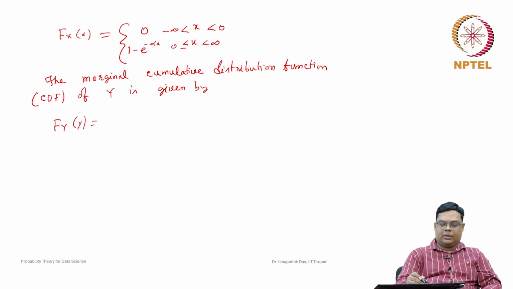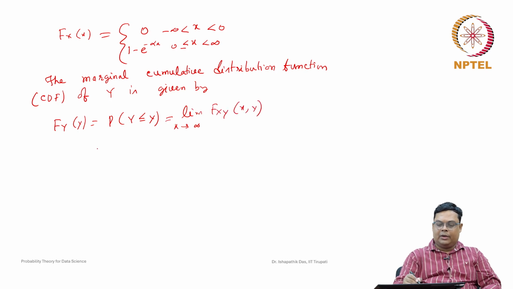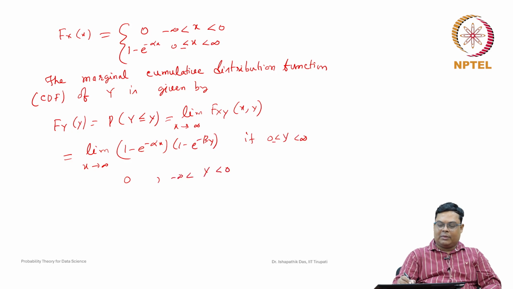So, probably that y less than or equal to y. This is equal to the limit as x goes to infinity of F_XY(x, y). So, this is nothing but the limit as x goes to infinity of, basically, (1 minus e to the power of minus alpha x) times (1 minus e to the power of minus beta y), if y is greater than or equal to 0 and less than infinity; it will be 0 if y is less than 0, greater than minus infinity.